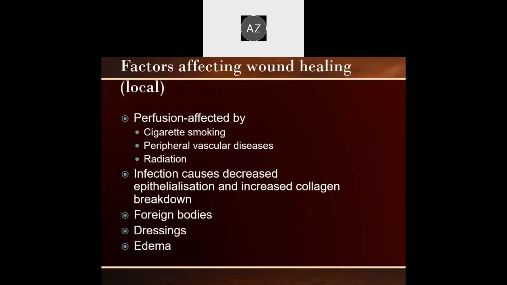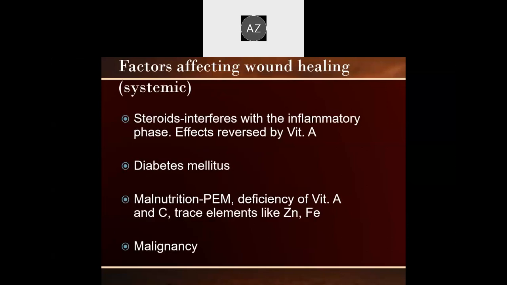Then what are the factors that can affect wound healing? You can divide them into local and systemic. In the local, we have perfusion affected by cigarette smoking. You can speak about vascular diseases of the periphery. You can say irradiation, and then foreign bodies, dressings, edema, infections around there. And then what about the systemic? You speak about steroids, diabetes mellitus, malnutrition. Then you speak about malignancy.